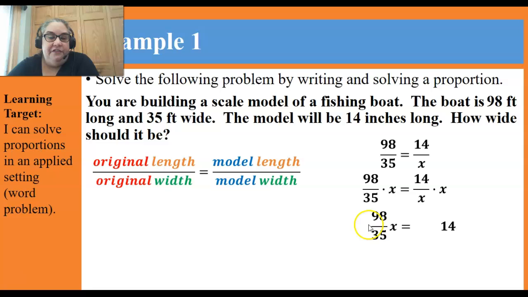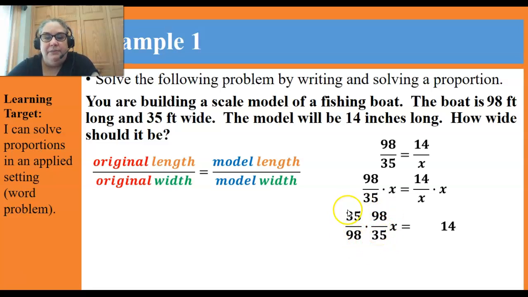Now I need to solve. And if you have a calculator that works with fractions, you could divide both sides by 98/35. But what I'm going to do is use the reciprocal rule. I'm going to multiply my left-hand side times 35 over 98, because 35 divided by 35 is 1, 98 divided by 98 is 1, so that effectively gets rid of my fractions.